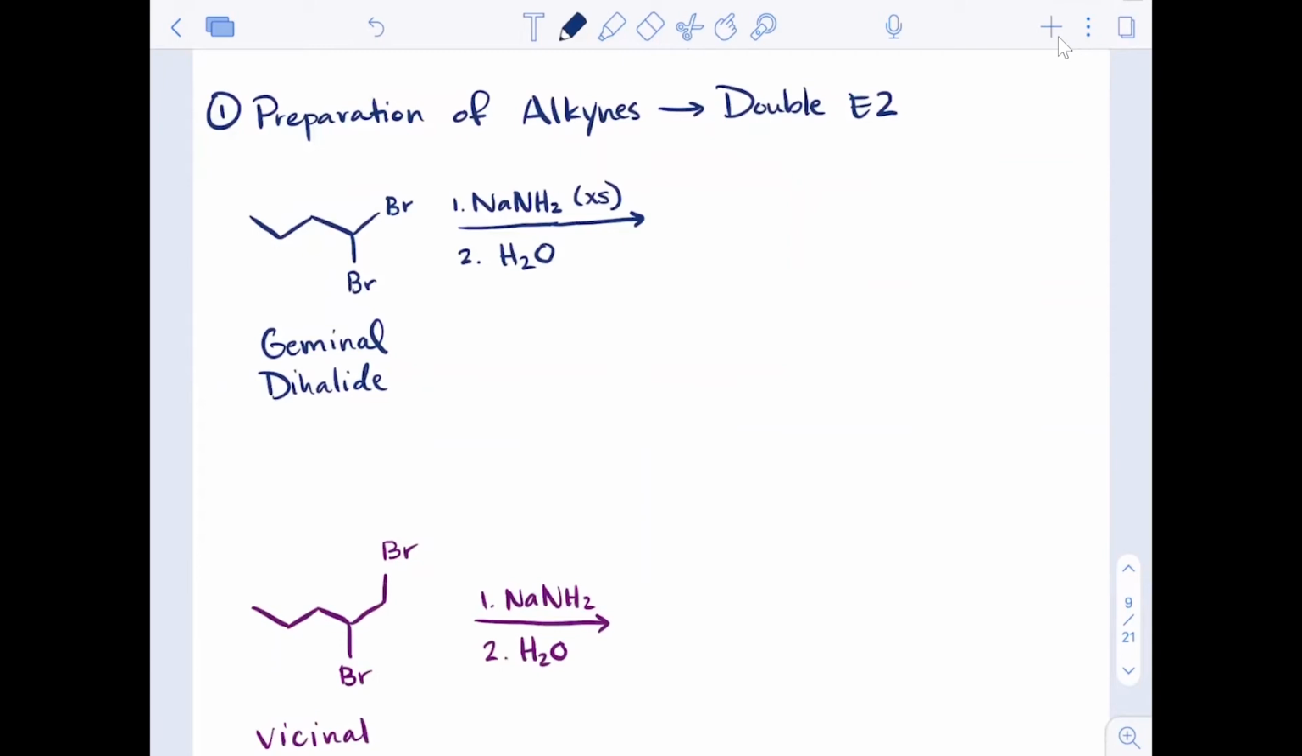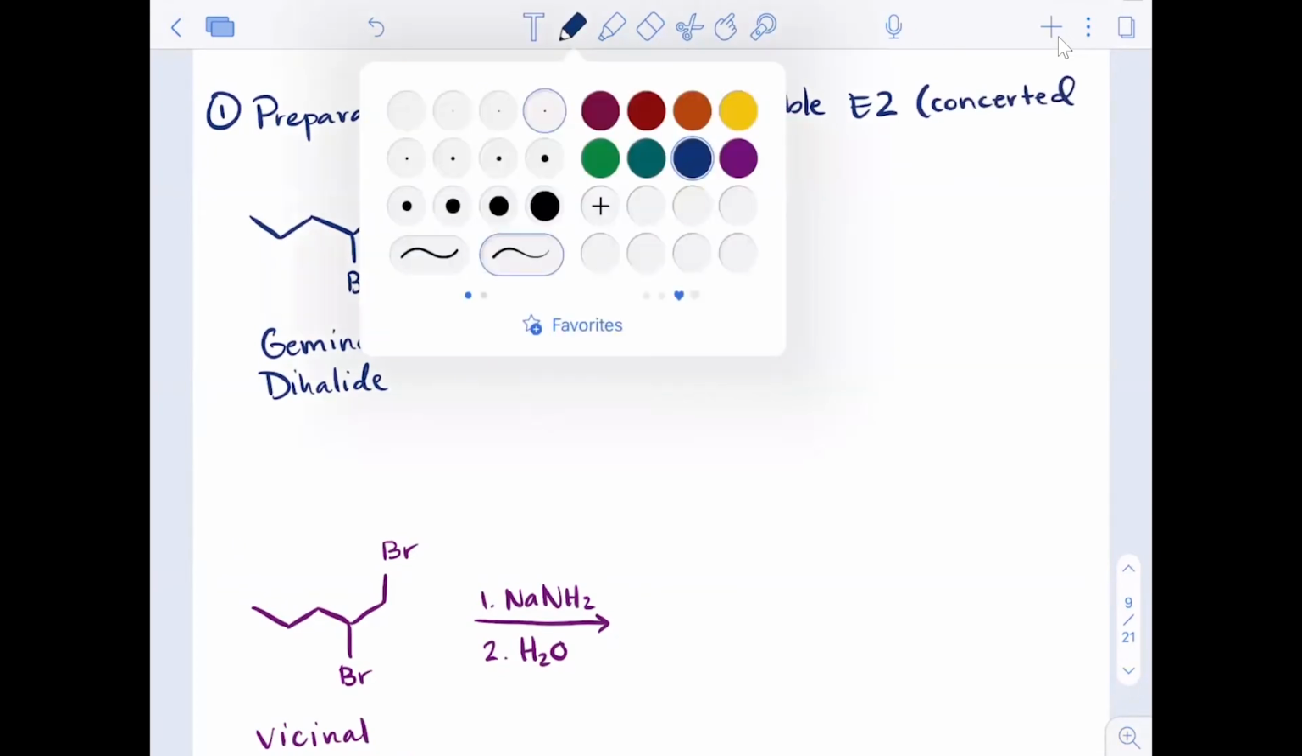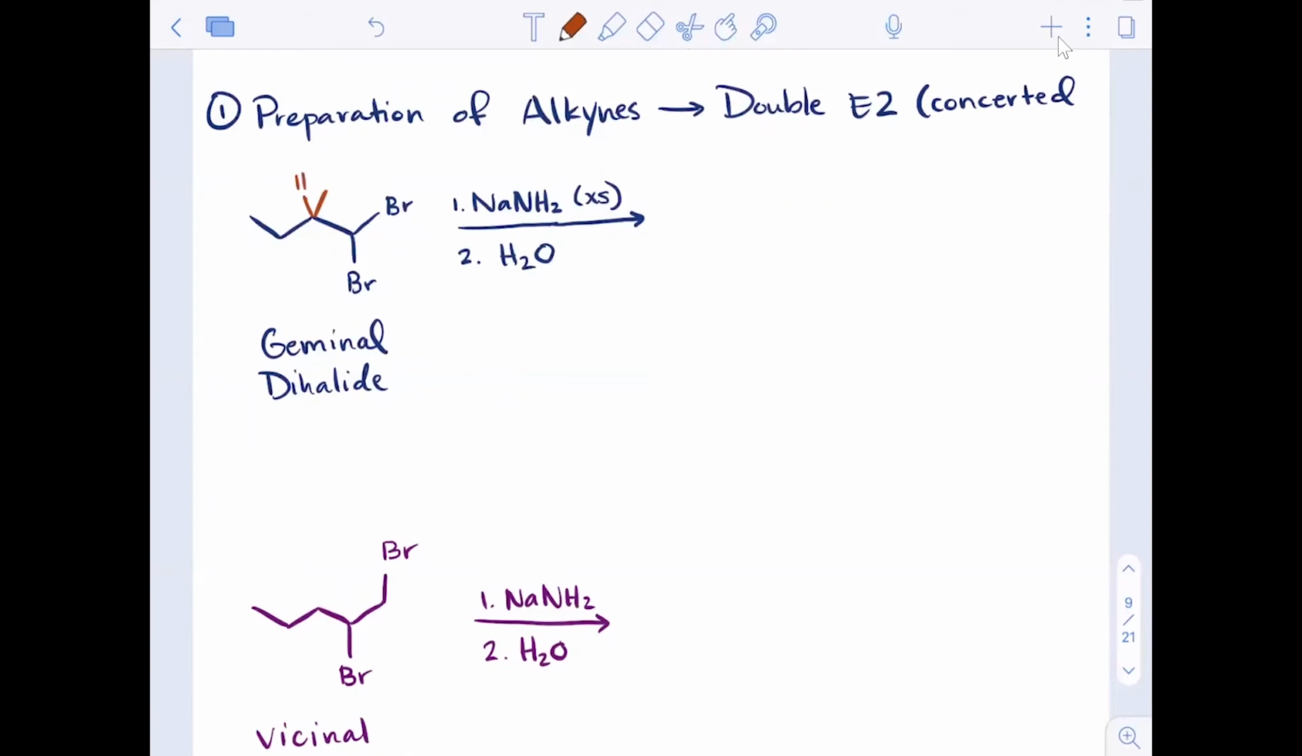All right, preparation of alkynes comes from a double elimination reaction. We've already gone through the E2 mechanism, but it is a concerted mechanism. And what happens here is that we can identify there are 2 hydrogens and 2 leaving groups. Now, if the 2 leaving groups are on the same exact alpha carbon, this is called a geminal dihalide. Sodium amide, or NaNH2, or any of the previous bases we saw, can perform a double elimination reaction.